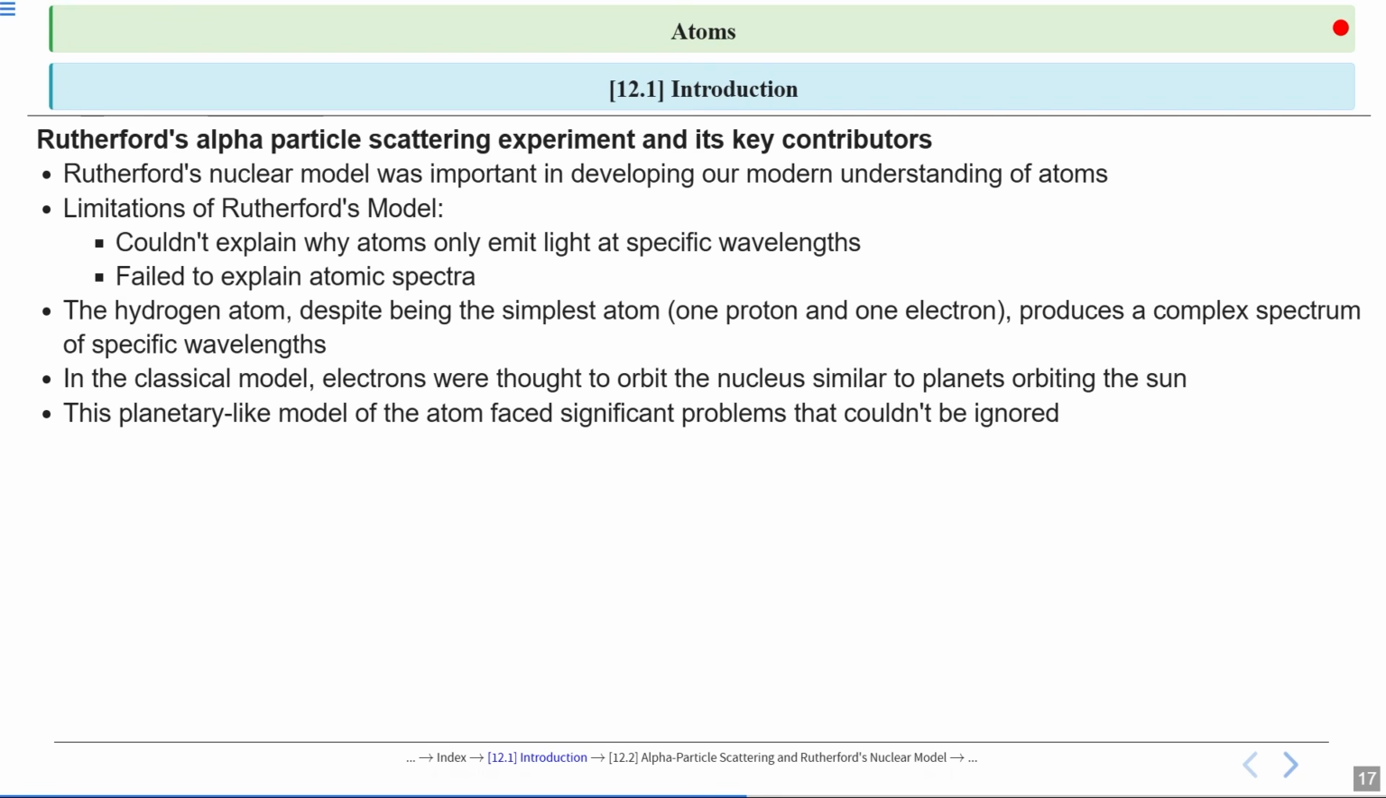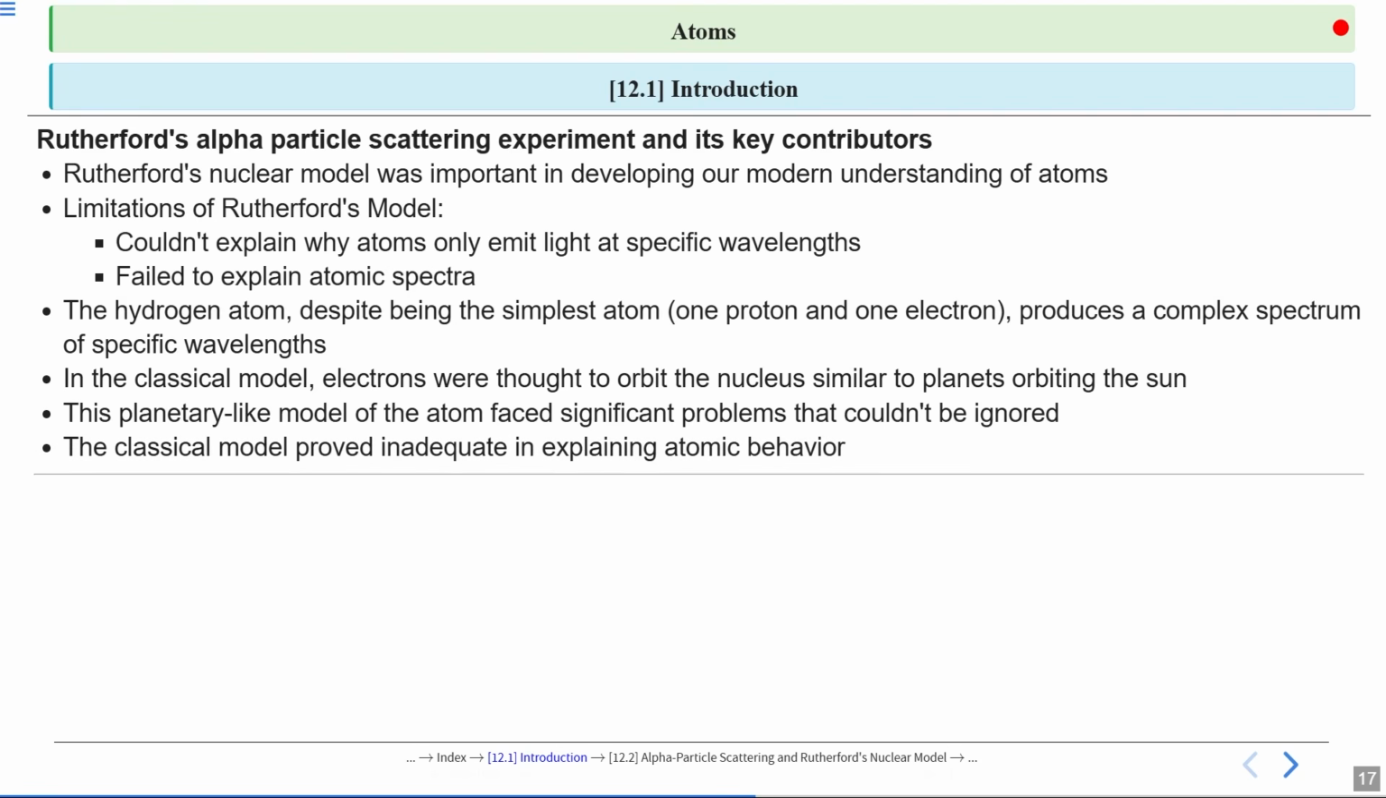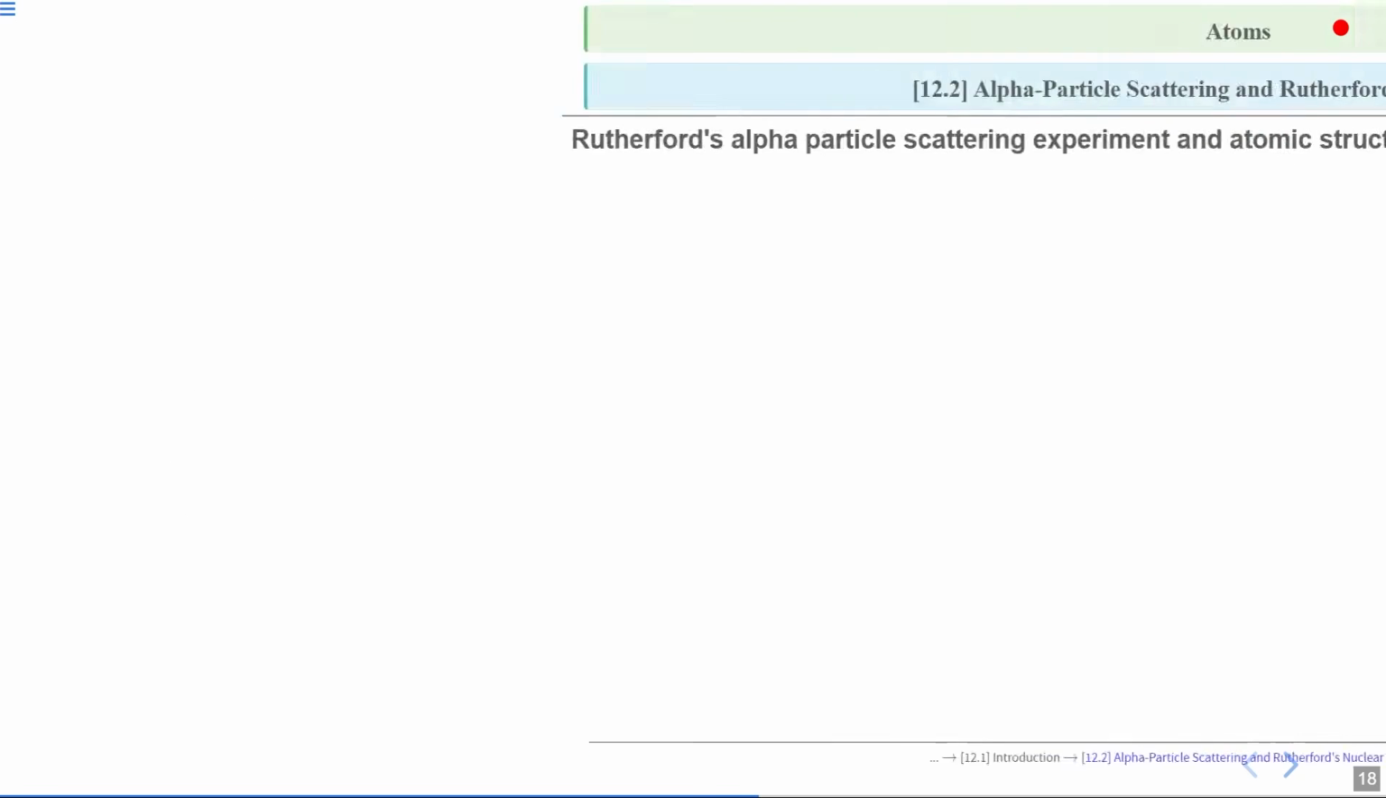Scientists realized they needed a new way to think about the atomic structure. The classical model just wasn't enough to explain how atoms really work. This led to the development of new models like the Bohr model, which we will explore next.